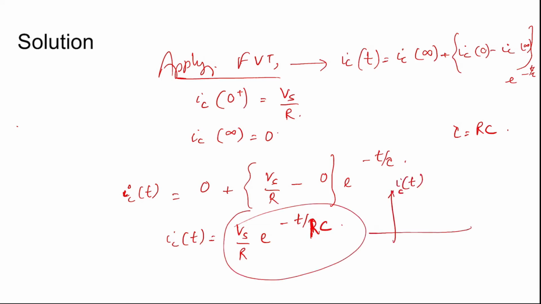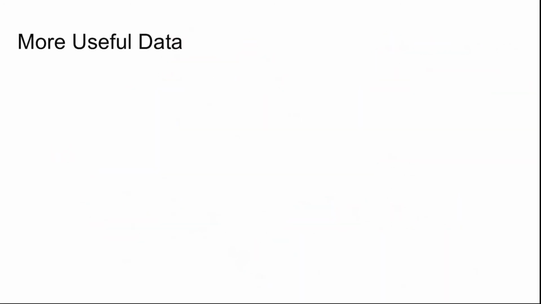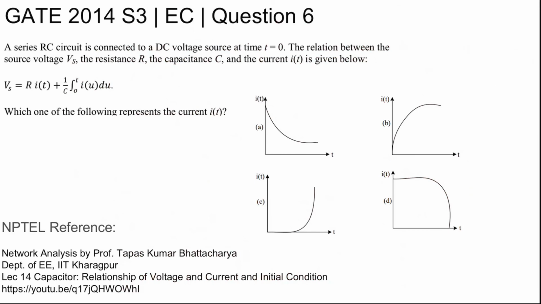So this is an exponentially decaying function like this. Ic(t) versus t is such that at t equal to 0 it is Vs by R, and as time passes the capacitor goes from behaving like a short circuit to an open circuit and the current decreases, and at t equal to infinity, that is at steady state, it becomes 0. So the correct representation of the i(t) function is like this. So A is the correct option.